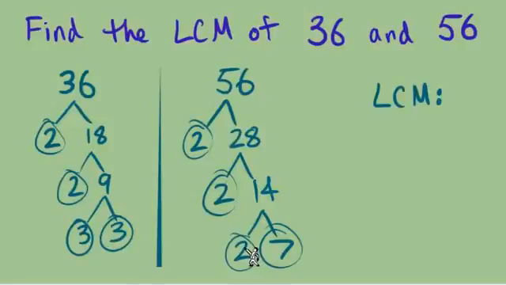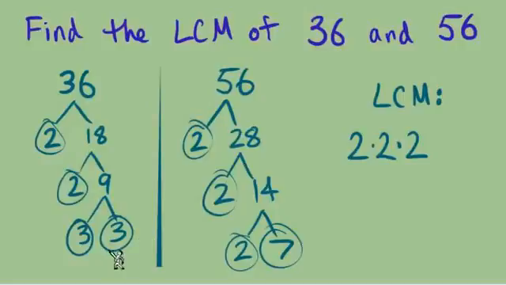Now let's build the LCM. Okay, we have to use them all. So 2's and 3's and 7's all must be seen in our LCM. But where do we see the most? Where do we see the most 2's? On this side we have 2 2's. This side we have 3 2's. So here's where we see the most. 3 2's is what we'll use in the LCM.